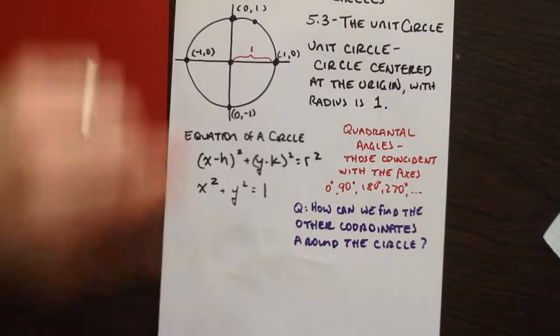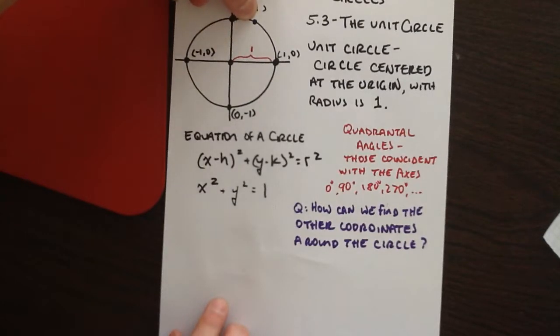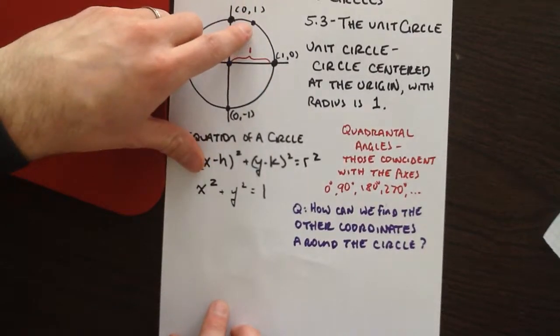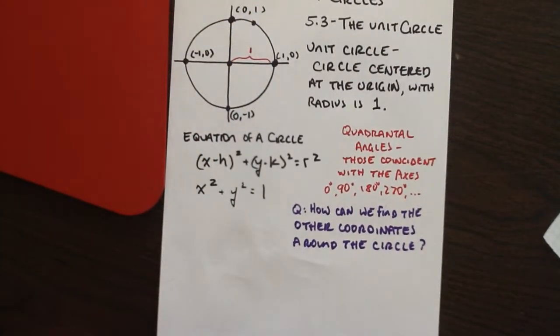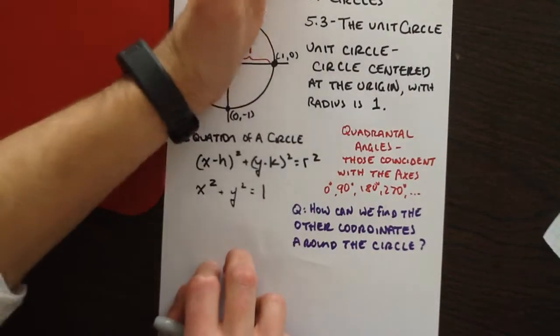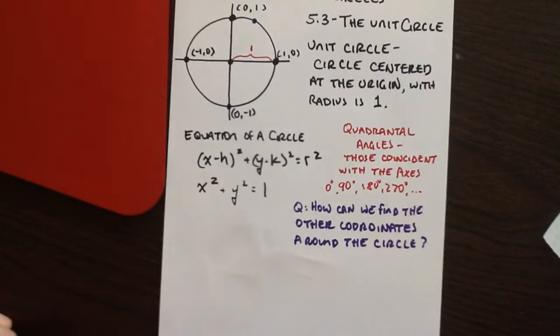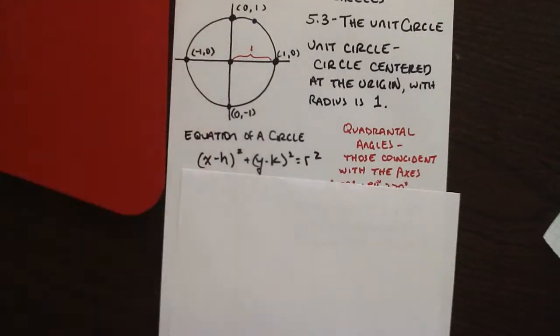How do we find those other coordinates? If we just pick some arbitrary coordinate there, a random coordinate, we have an angle that goes up through that coordinate. You drop an altitude. So let's take a look at this. Does that make sense? How is that going to help?